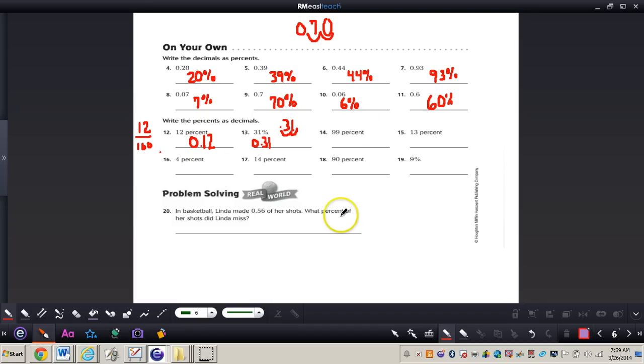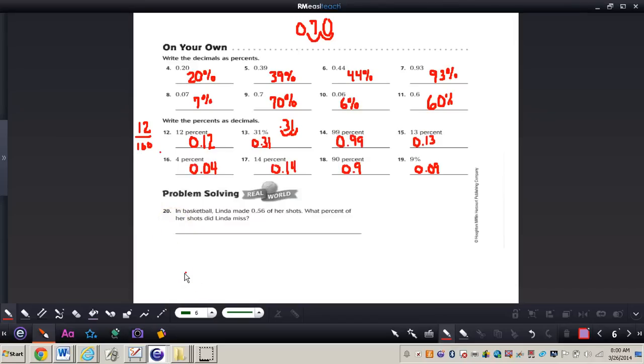Okay, I want you to do numbers 14 through 19 all by yourself. Keep in mind 19 and 16 could be a little tricky. Just think about moving that decimal 2 places to the left, or think about 4 out of 100 and 9 out of 100, and see what you get there. So 14 through 19 all by yourself. When you press play, I'll have the answers for you. So pause the video now.